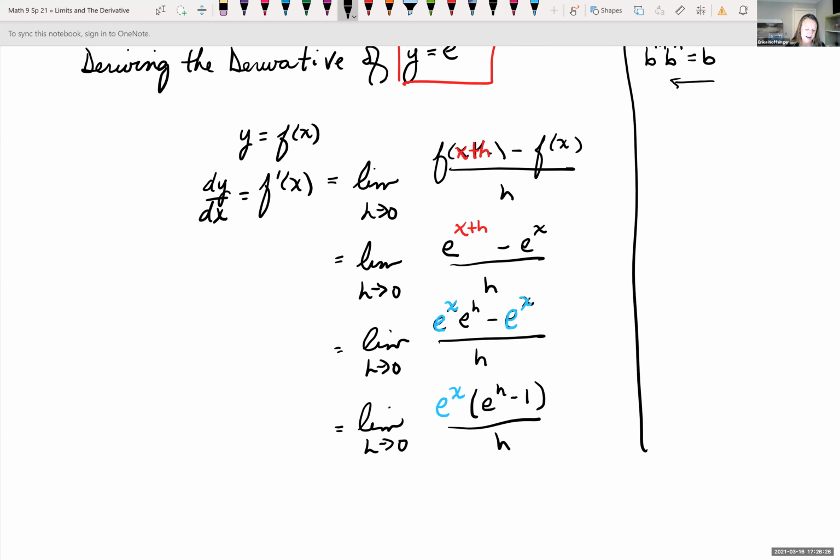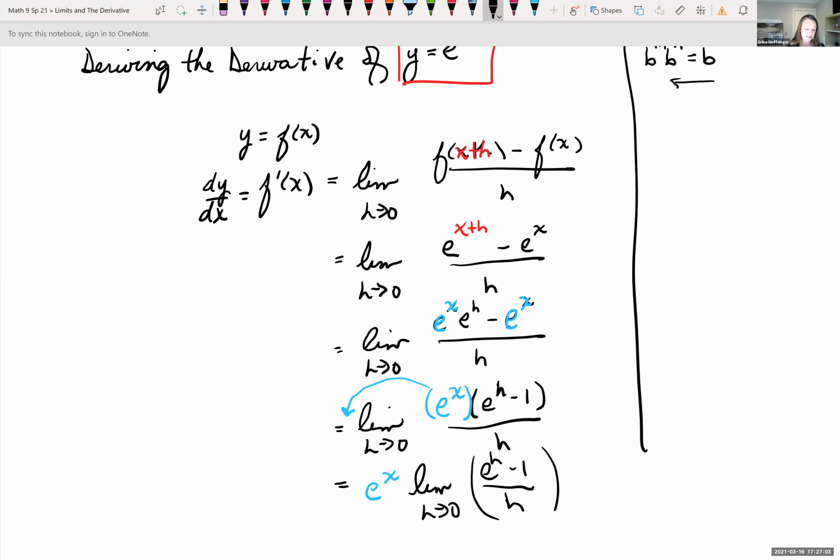Our limit is as h goes to 0. So if there's any other variables in there that's not h, and e is not a variable, it's a number, 2.718, it goes on forever, we can pull it out. And so this e to the x is not being affected as h goes to 0. So we can technically bring this out in front of our limit. So this is the same thing as e to the x times the limit as h goes to 0 of e to the h minus 1 all over h.